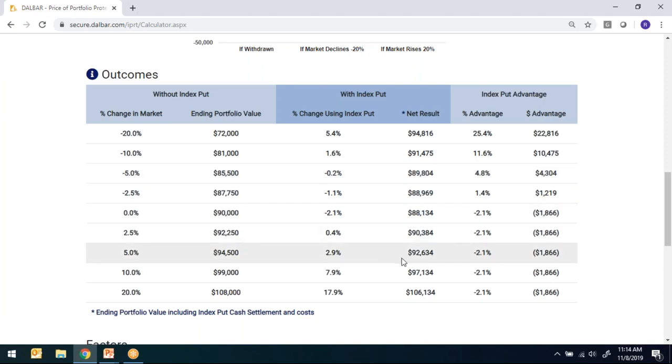Some things that are important to show here is that at any point, if the market rises, then the contract will expire and be worthless. So that is the premium that's non-recoverable, and it's represented here in the $1,866. So if the market goes up while purchasing the insurance, the worst that the investor will do is they'll be out the premium that they paid. However, if the market goes down, you can see by quite a bit as the market goes down more and more, the advantage starts to grow.